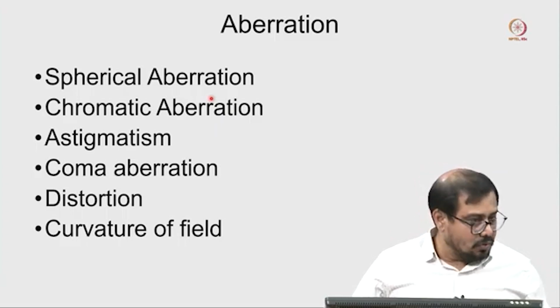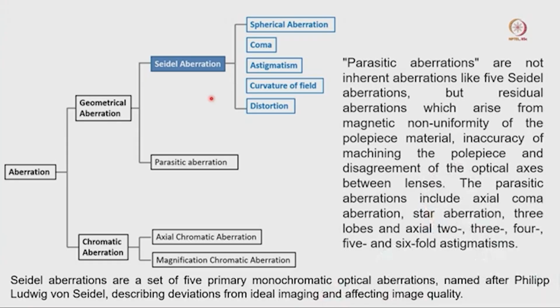If we go to the next slide, you can see that we can split aberration into two halves. One is geometrical aberration. This slide, or this diagram, is taken from the electron microscope made by JEOL, and this slide is taken from the JEOL website.